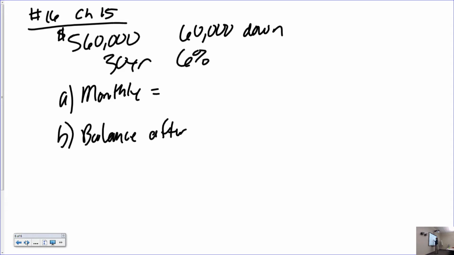Balance after 1 month. My thing is that there's not 6% on the chart. You have to look in the book. It's in the book. I was thinking the same thing, but it's in the book if you look. Table 15.1.